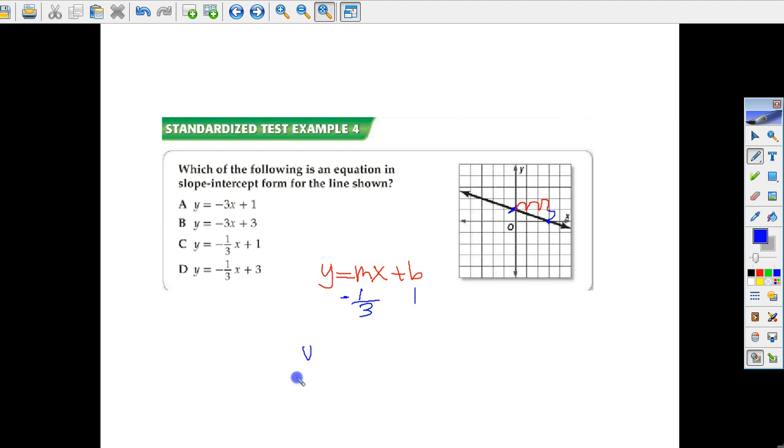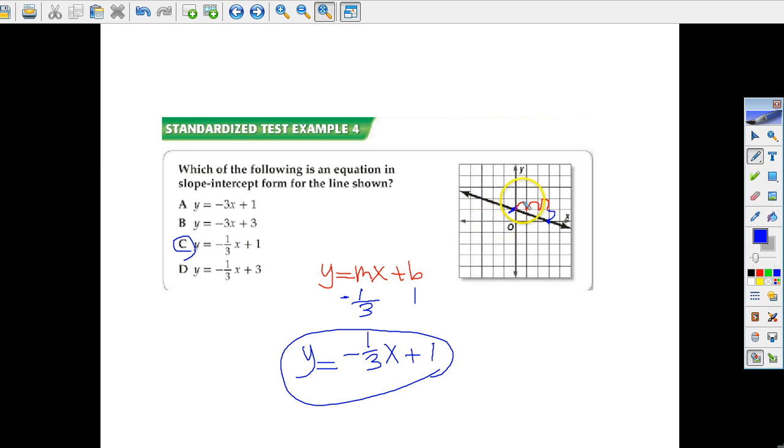Rewrite my equation. y equals, slope is negative 1 over 3, don't forget your x, plus 1. So that's my equation. Negative 1/3 x plus 1 is between C and D, so the answer is C.